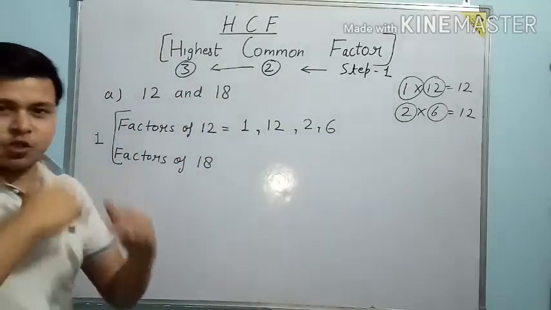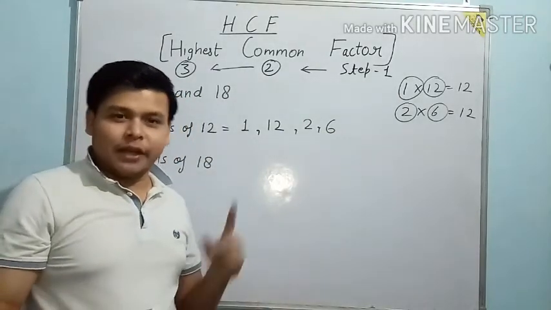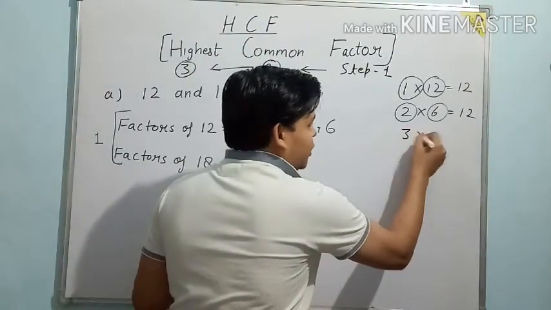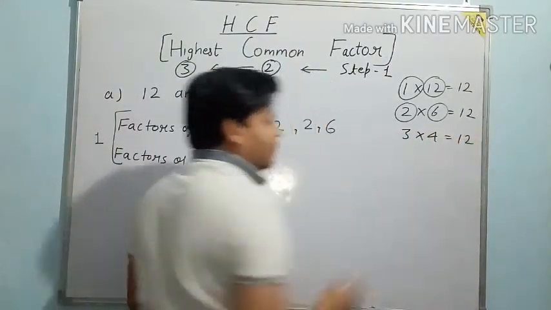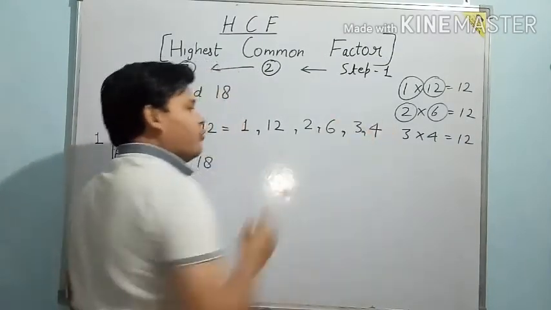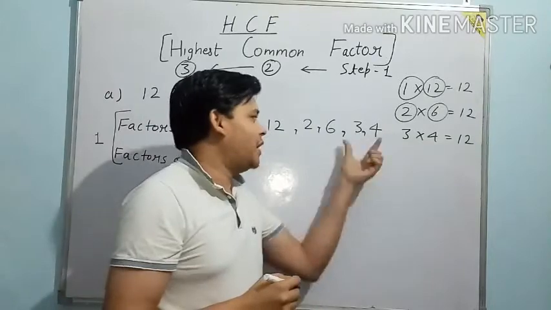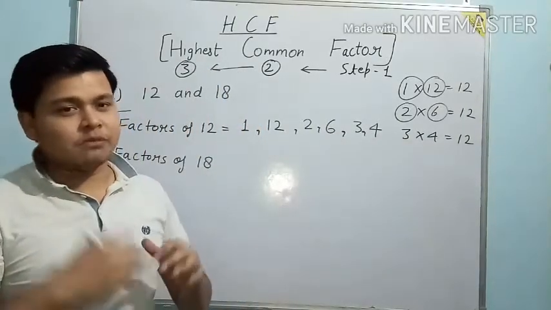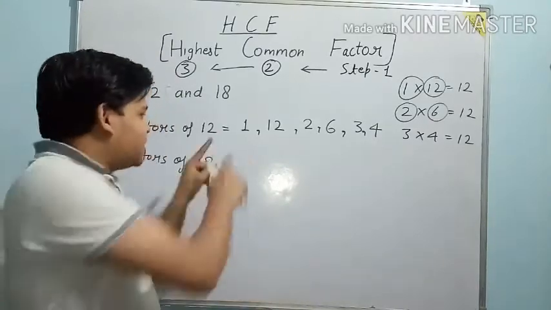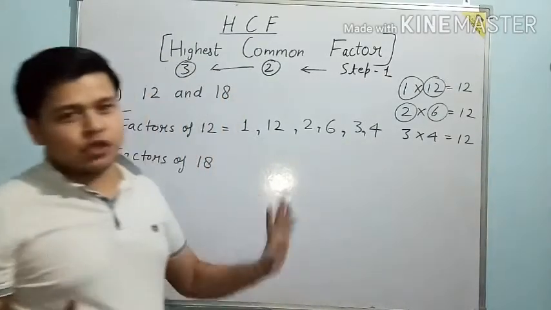After 2, reach the next number, which is 3. In the table of 3, 12 will come 4 times. I am writing here 3 into 4 equals 12. So once again I will write here 3, 4. These two numbers are written here. After 3, what comes? 4. But 4 is already done here, so we will stop here. That means here we have written all the factors of 12.